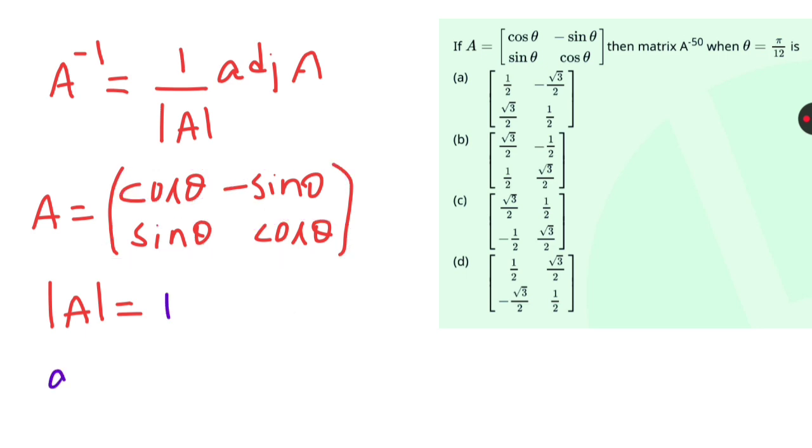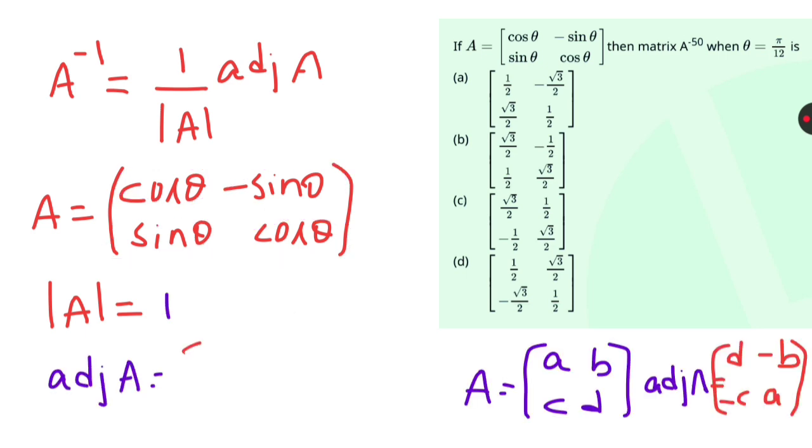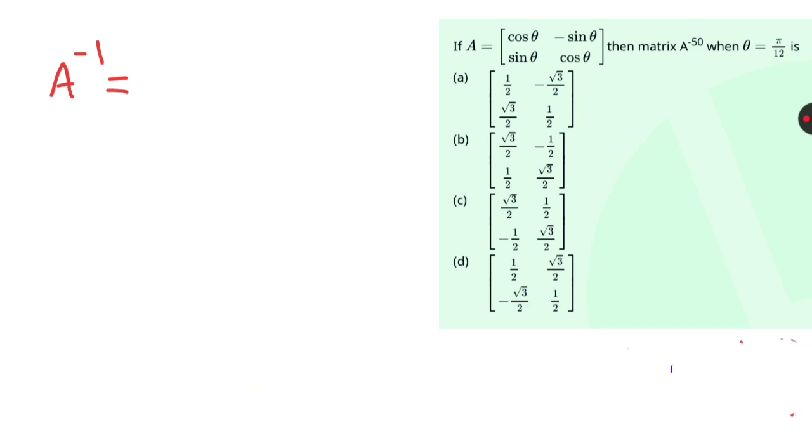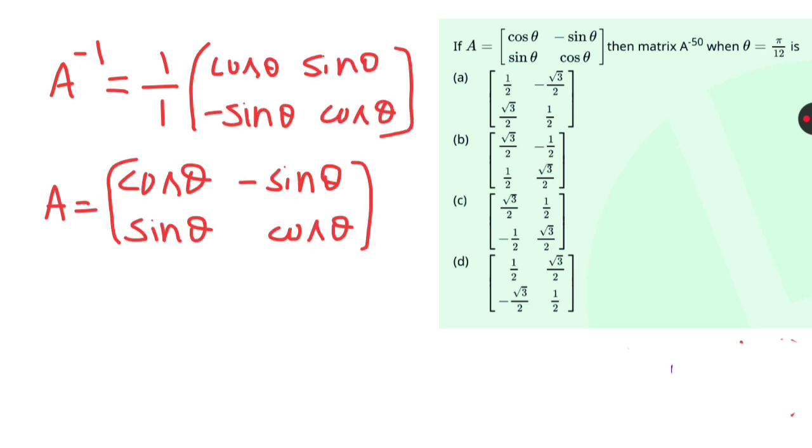We need to find the adjoint of A, which is cos theta, cos theta on the diagonal, and put negative signs for B and C. So if you put a negative sign here, you are going to get plus sin theta, and here we are going to get minus sin theta. So this is the adjoint of A. So A inverse is 1 by 1 times cos theta, sin theta, minus sin theta, cos theta. This is the A inverse. This is the given matrix.